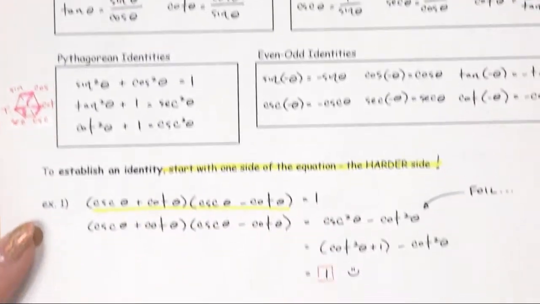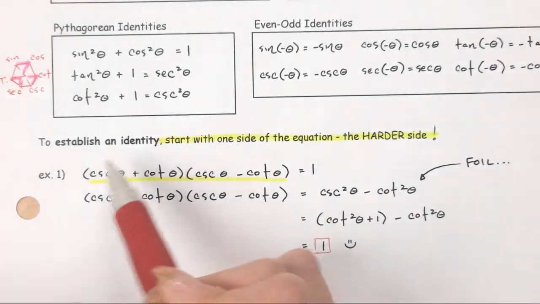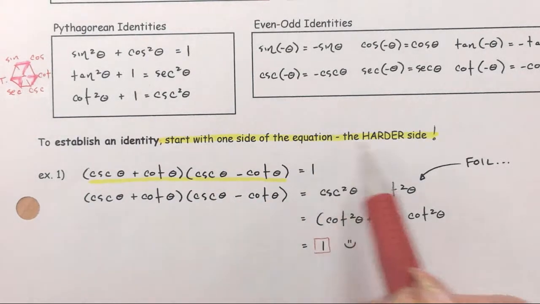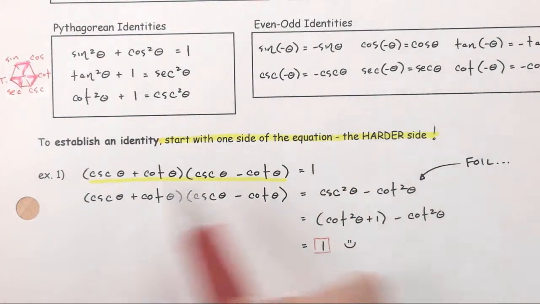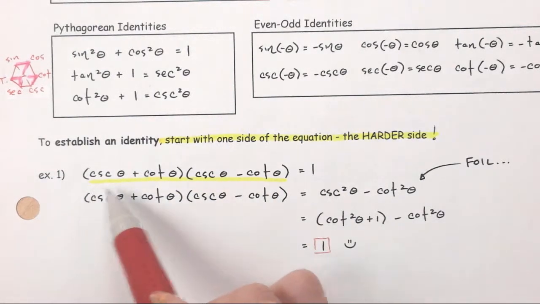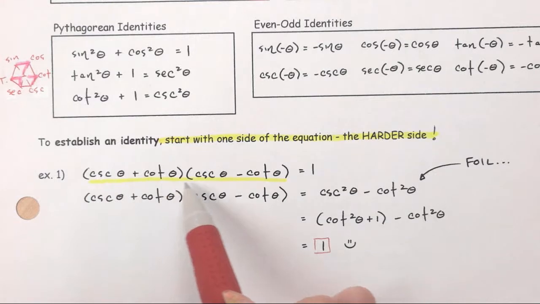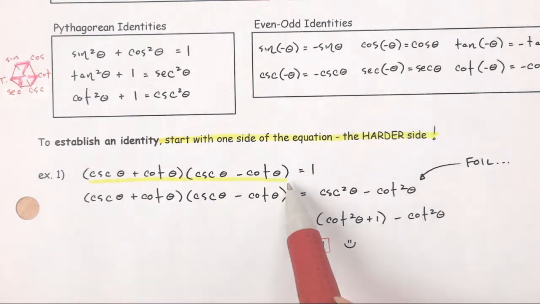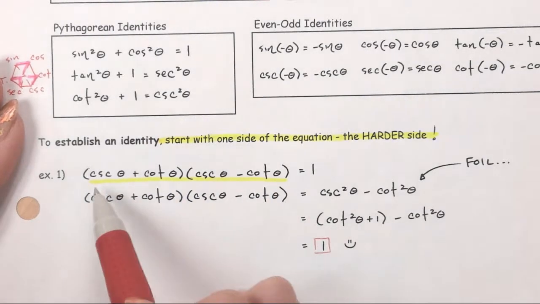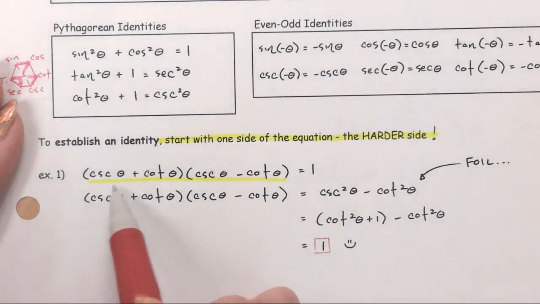And then you're going to highlight. To establish an identity, you're going to start on one side of the equation, the harder side. That means that whatever they give you in the beginning, there's going to be an equal sign. You're going to pick the harder side. Go ahead and highlight, underline that harder side. How do you know what the harder side is? It has more stuff in it. So that's one clue.